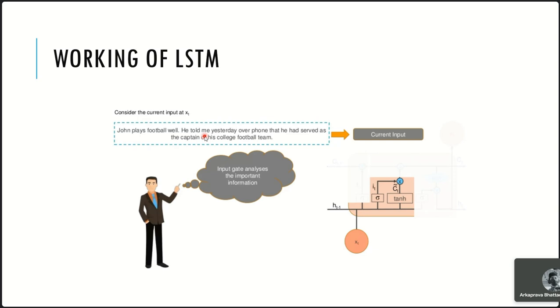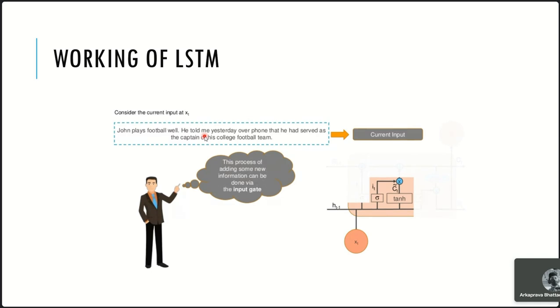And what the input gate does is divide which is VIP, which is VVIP, and which is triple VIP, right? So John plays football and he was the captain of his college team. That is very important. And he told me over the phone yesterday is less important. Hence, that is forgotten. So that is what your input gate does. Even after the forget gate gets some information, out of that also, which is important, which is more important, that is what your input gate does.